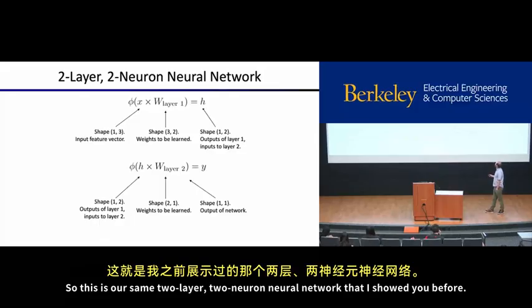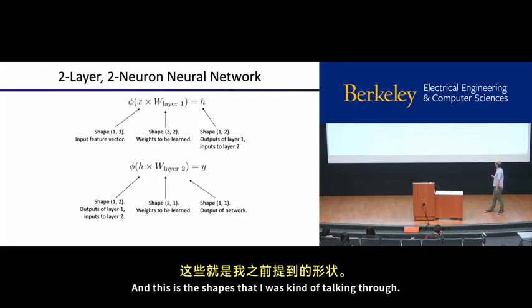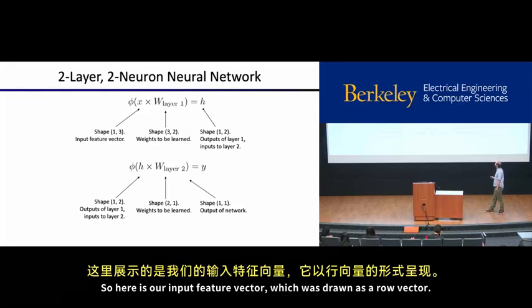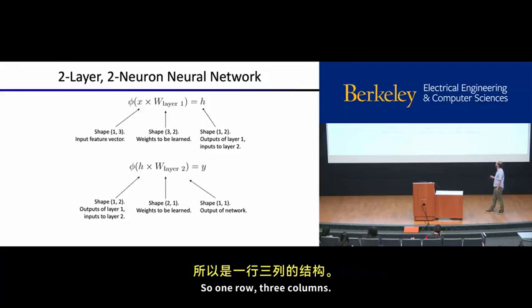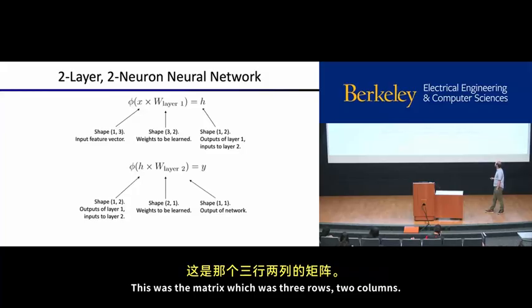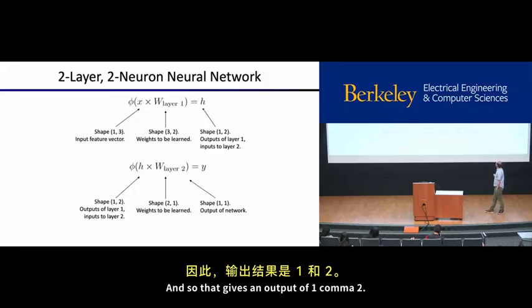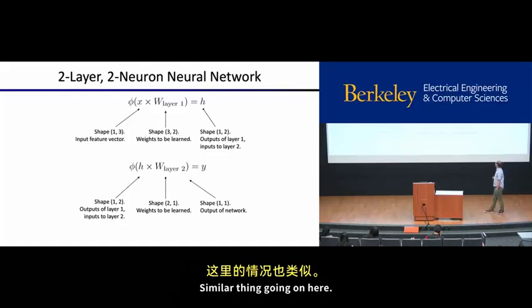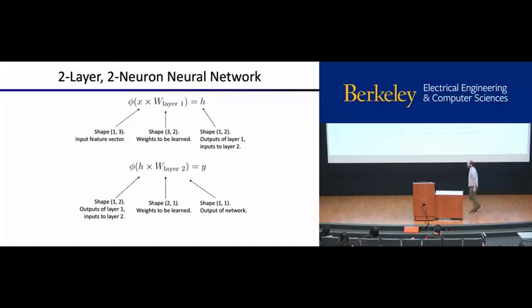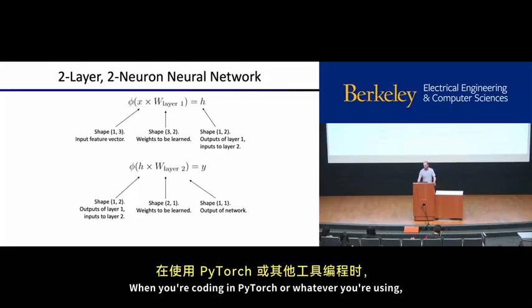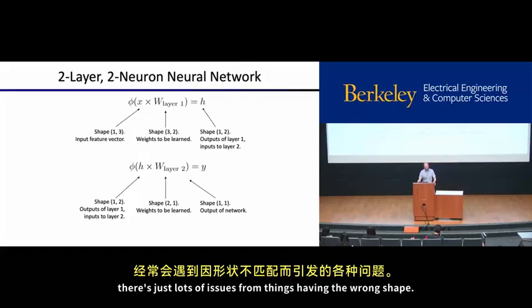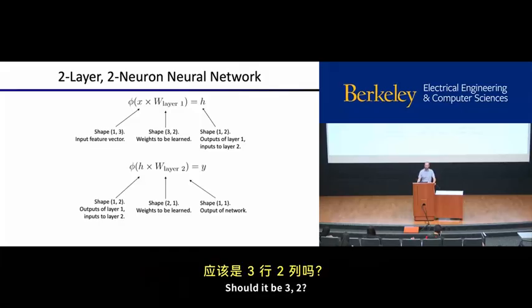So this is our same two-layer, two-neuron neural network that I showed you before, and these are the shapes that I was talking through. Here is our input feature vector, which was drawn as a row vector, so 1 row, 3 columns. This was the matrix, which was 3 rows, 2 columns, and so that gives an output of 1 by 2. Similar thing going on here. Check the shapes when you're coding in PyTorch or whatever you're using. There are lots of issues from things having the wrong shape. Should it be 3-2? Should it be 2-3?